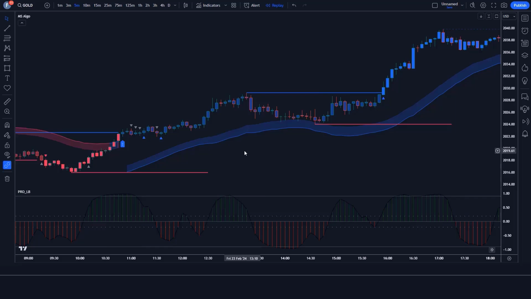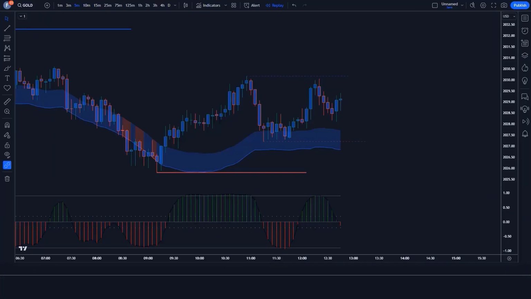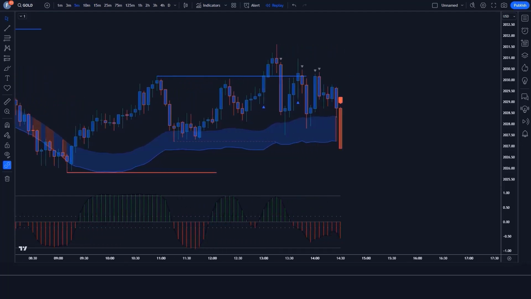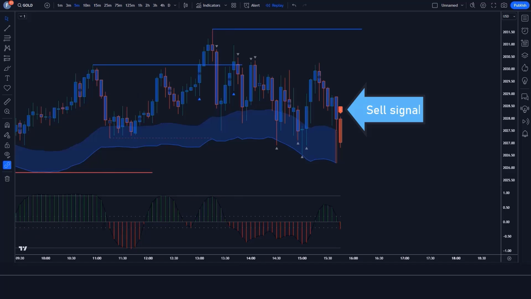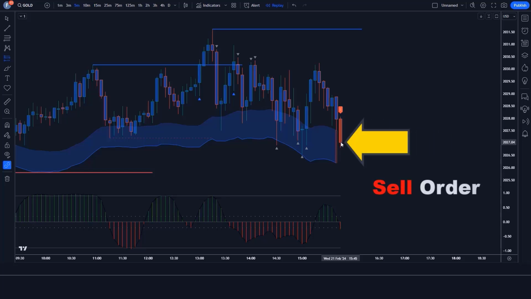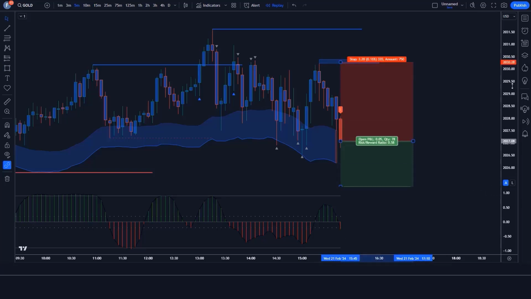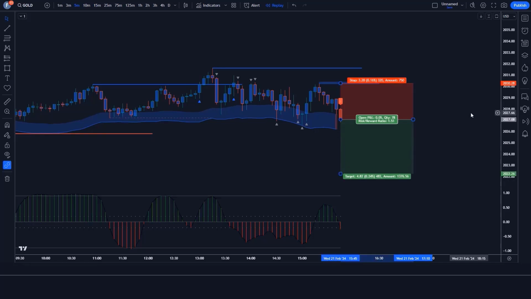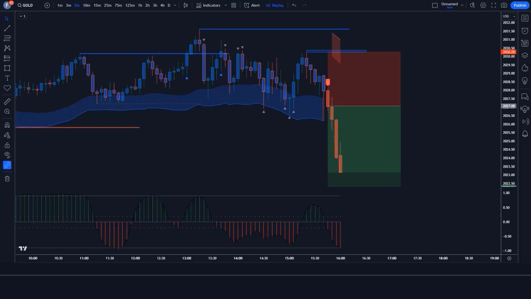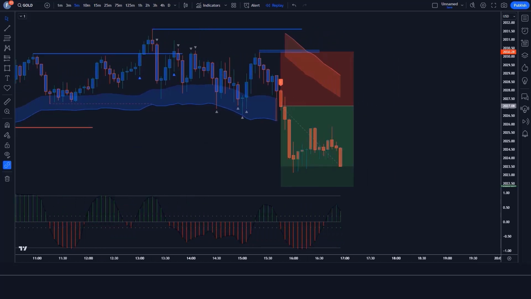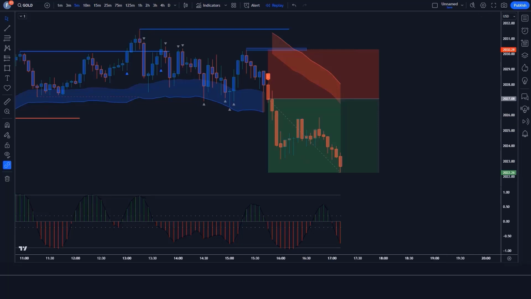Let's see how we use these trading setups. When the structure algo indicator gives us a sell signal, when the RSI oscillator indicator shows a red histogram, and when the market forms a bearish candle, if this condition is fulfilled, then we will place a sell order. Our stop loss is to be placed at the previous high of the market, and the risk to reward ratio will be 1:1.5. The market has completely hit the target.